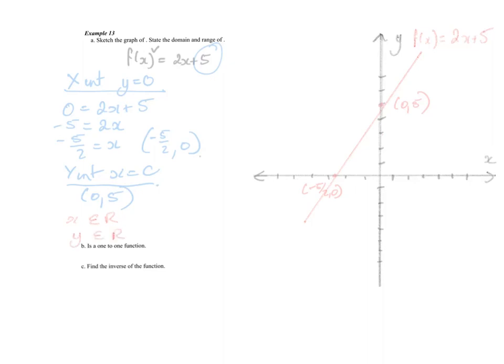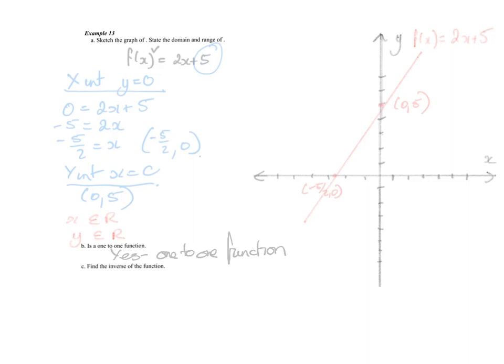So part B asks, is it a one-to-one function? Now, you should recall that when testing for a one-to-one function from a graph, the best way to do that would be to use the vertical line test. The vertical line test says that if you can drop a vertical line anywhere along that graph and it only ever cuts it once, then it is a one-to-one function. So therefore, is f of x a one-to-one function? Yes, it's a one-to-one function because it passes our vertical line test.